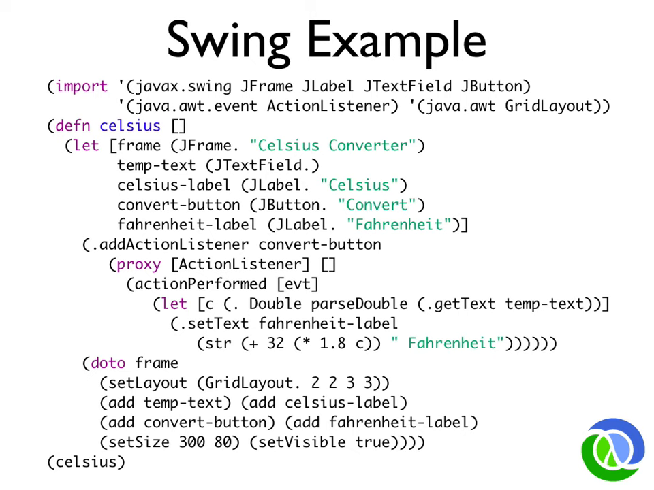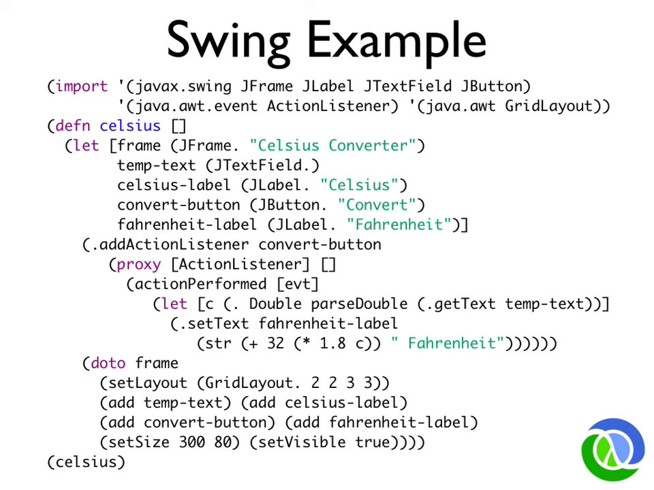We're going to define a function. Defun sort of combines def and fun, so you don't have to do two separate steps. Defun, we're going to define a function. Celsius takes some arguments. We're going to let a bunch of local names be values. We're going to set up the frame, the field, and the button, and the label. Right? This is that new syntax. So these are all calls to new, right, with their arguments.